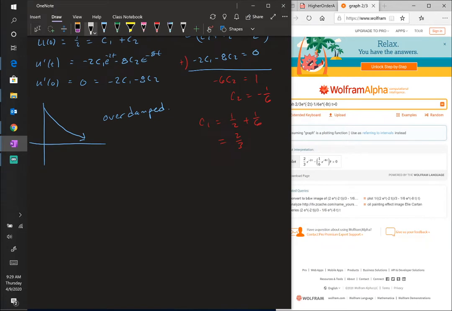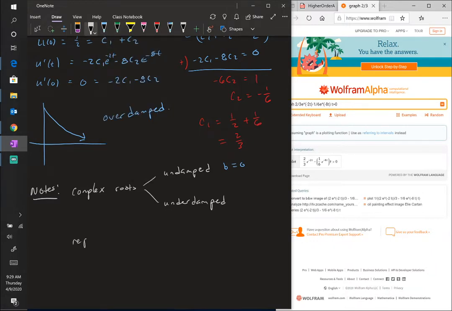So the takeaways are, if you have complex roots, it could either be undamped or underdamped. So undamped would just mean b is equal to 0.